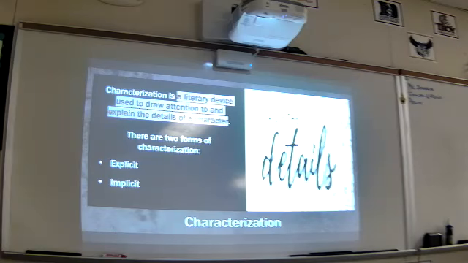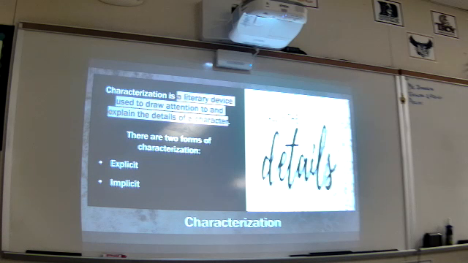Implicit is a little bit more indirect, right? Think direct versus indirect characterization. Those are probably terms that you've heard before, but they're no different from explicit. Explicit is a direct description. Implicit is an indirect description. So now I'm talking more about that character's personality, the things they like and that they don't like.